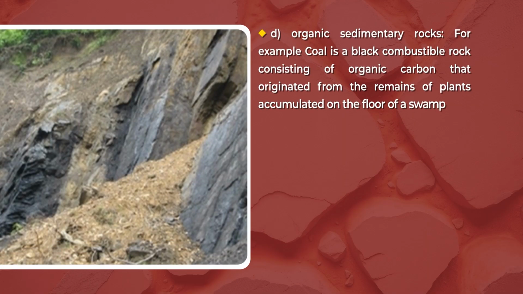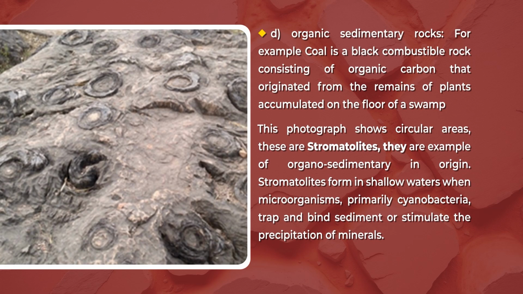Organic sedimentary rocks, for example, coal. Coal, we all know, is a black combustible rock consisting of organic carbon that originated from the remains of plants accumulated on the floor of swamps. So, this you can see in this photograph, these are the coal beds, and in this photograph where you can see the circular areas, these are stromatolites.